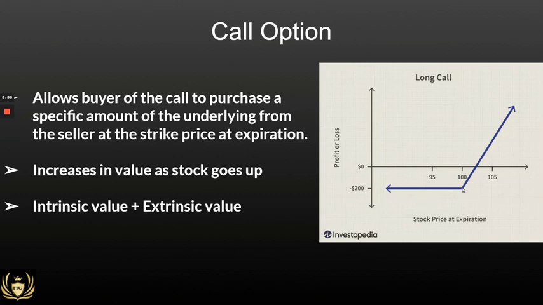But if Apple goes above $100, then it's beneficial for us to buy it from the seller of the option and then sell it in the market. So let's say Apple is at $105. So I will purchase the stock at $100, sell it in the market for $105, and this is 100 stocks per option. So that would net me $500 in profit. And I paid the initial fee of $200 to the seller. So my total profit will be something around $300. So that should give you an idea that the call option price increases as the stock goes up.